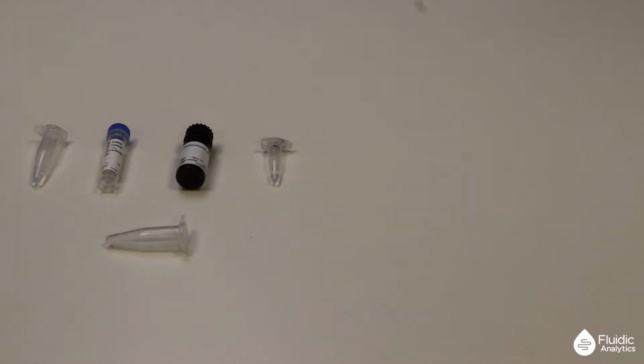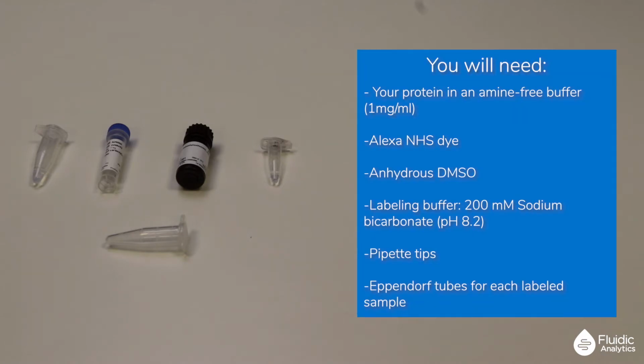To carry out a labeling reaction, you will need the material shown here. Ideally, your protein around 1 mg per ml, and definitely in an amine-free buffer. If the buffer your protein is in contains free amines, such as Tris or amino acids, it will need to be first exchanged into an amine-free buffer. To do this, follow the protocol for post-reaction purification to perform buffer exchange.